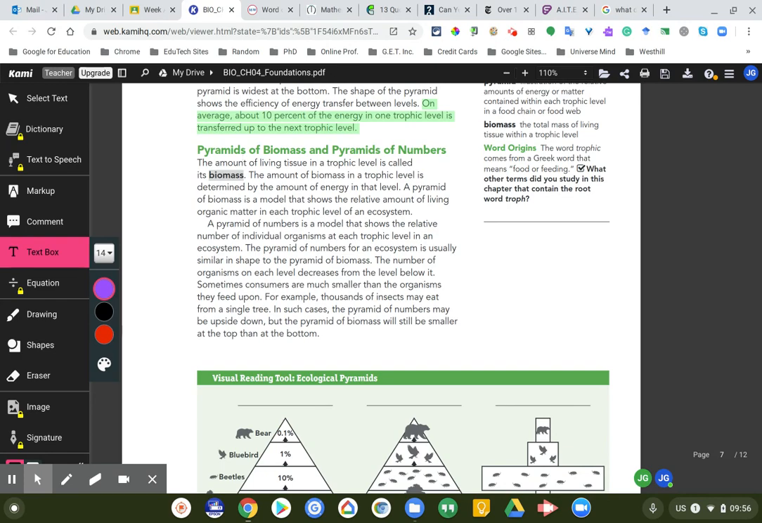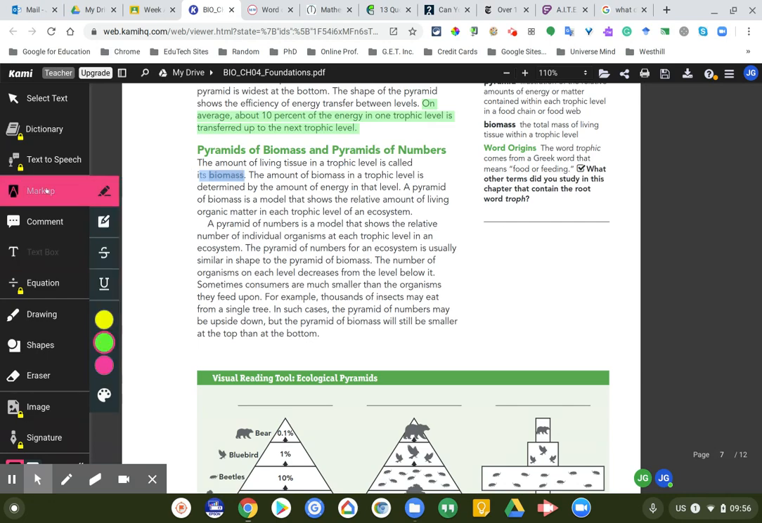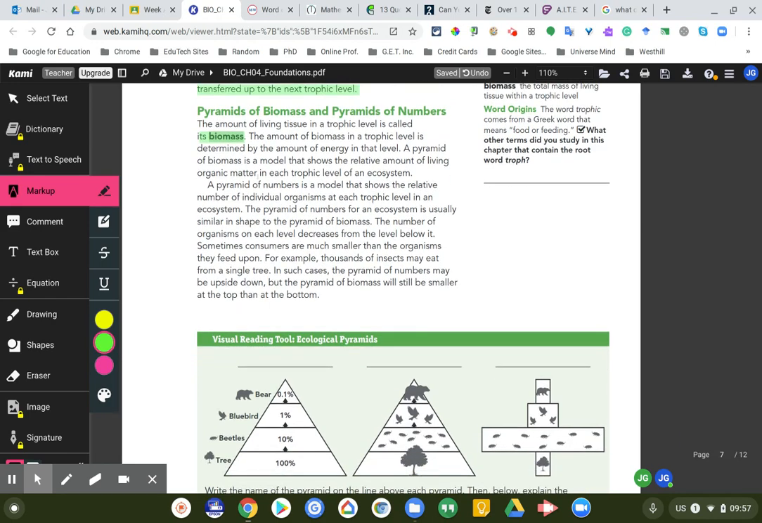Okay. So pyramids of biomass and pyramids of numbers. The amount of living tissue in a trophic level is called its biomass. I like that word. The amount of biomass in a trophic level is determined by the amount of energy in that level. A pyramid of biomass is a model that shows the relative amount of living organic matter in each trophic level of an ecosystem.